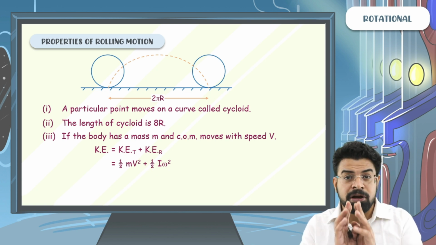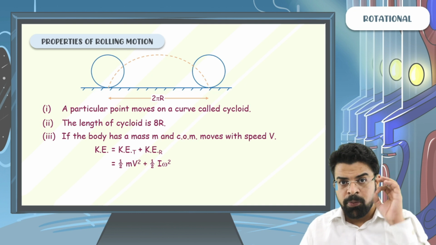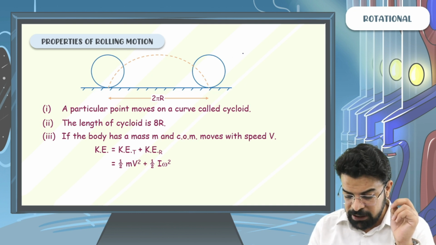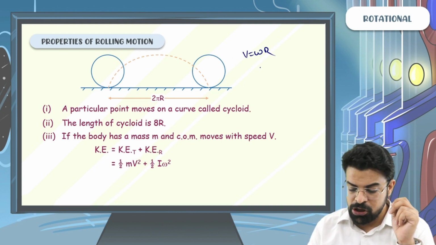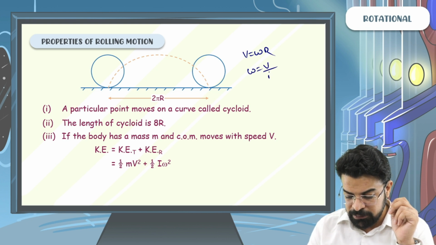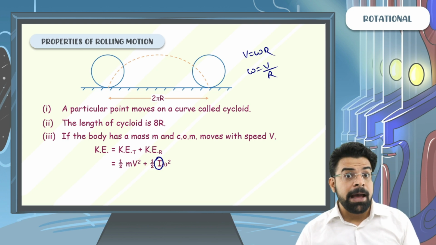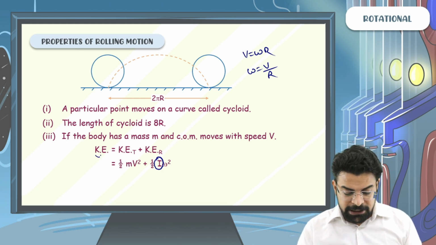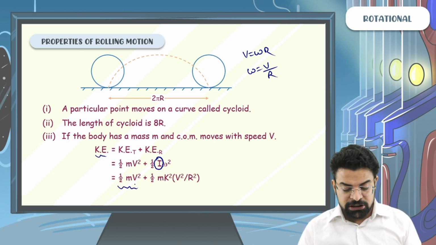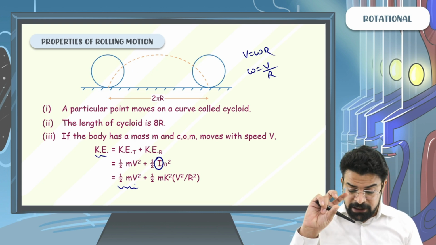But now we are going to do a special thing. For a body doing pure rolling, you can write v equals omega r, so you can write omega equals v by r. And for this body, in place of I, you can write mk square. So you can write the same kinetic energy as kinetic energy translational, half mv square, plus kinetic energy rotational.